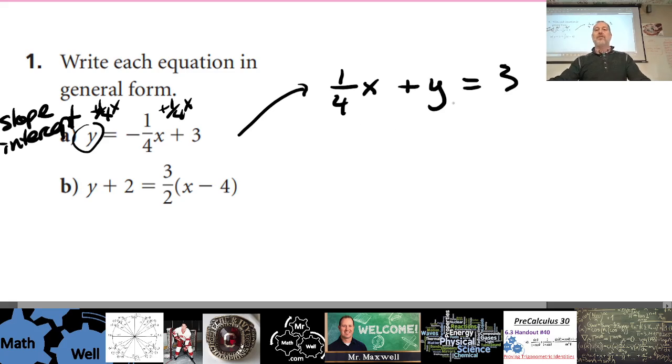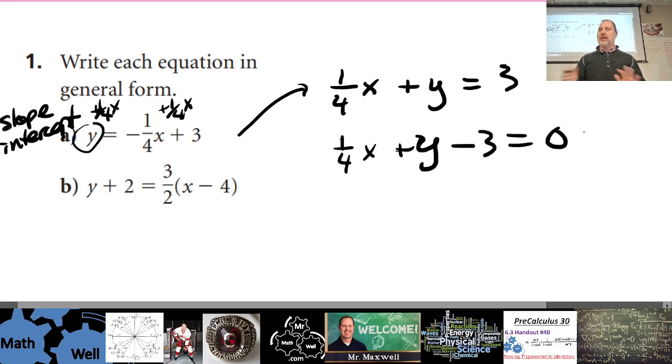Now this is standard form, or close to standard form, but I want general form. So I'm going to get all of the terms over to the left side. The next step would be this: 1/4 x plus y minus 3 equals 0. Do you see how we're kind of moving towards general form here now?